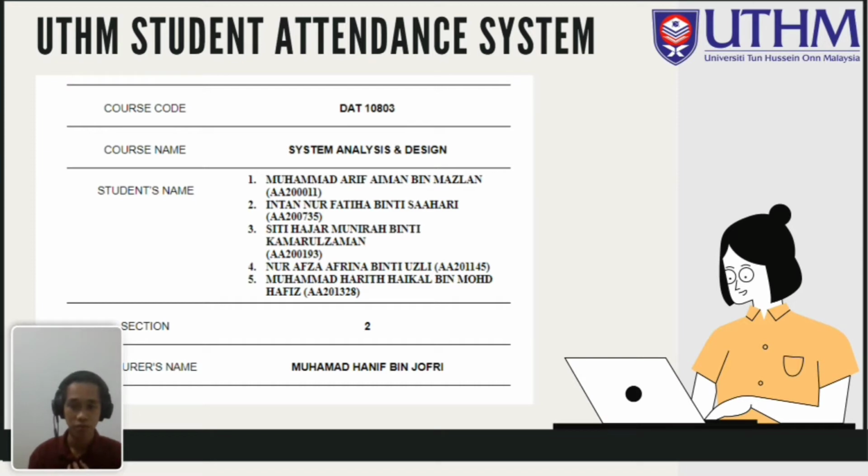Me, as the group leader, Muhammad Arif Aiman bin Mazlan, with the matrix number AA20011, accompanied by my group mates, first up, Intan Nur Fatihah binti Sa'ari, AA200735, Siti Haja Munira binti Kamaruzaman, AA200193, Nur Afza Afrina binti Uzli, AA201145, and last but not least, Muhammad Harith Haikal bin Muhammad Hafiz, AA201328, and we all are from Section 2.